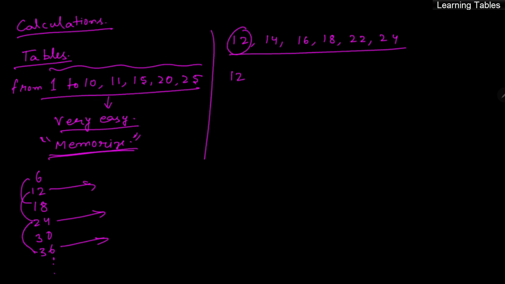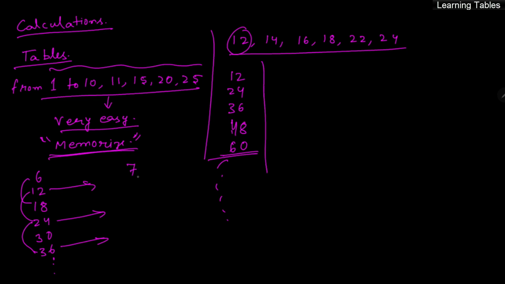You can check that. 6 2s are 12, 12 1s are 12. 6 4s are 24, 12 2s are 24. 6 6s are 36, 12 3s are 36 and so on. So at least half of the table of 12 you already know if you have done the table of 6, and then the next half you have to complete. Same goes with 14.